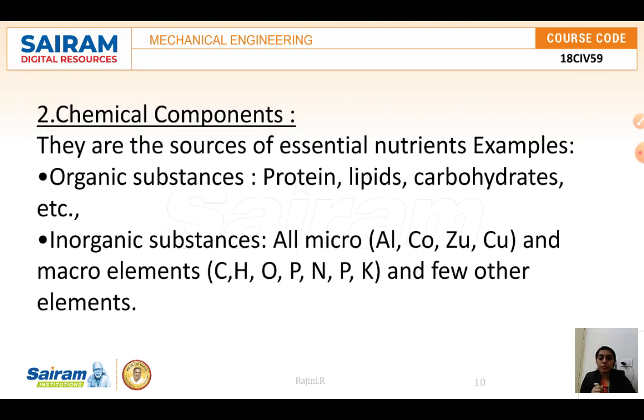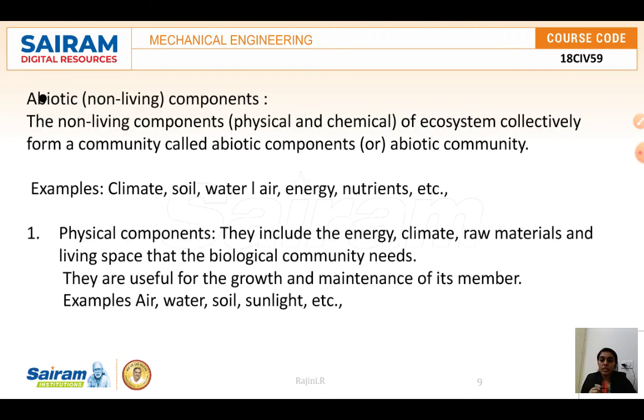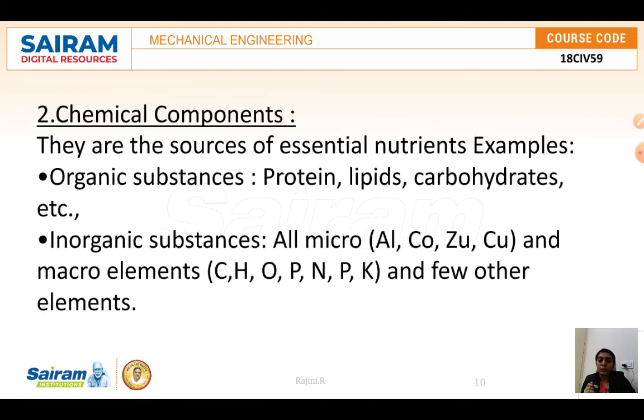And also the chemical components. In the physical components they include the physical things, that is climate, raw materials, and other living spaces, and they are very much useful for the growth and maintenance of the members. And chemical components are the source of essential nutrients, for example organic substances like protein, lipids, carbohydrates, etc. In inorganic substances, all micro and macro elements, and a few other elements, that is, micro means Al, Co, Zn and Cu.